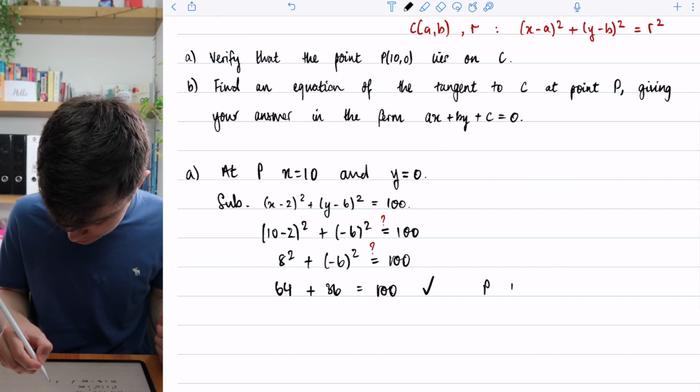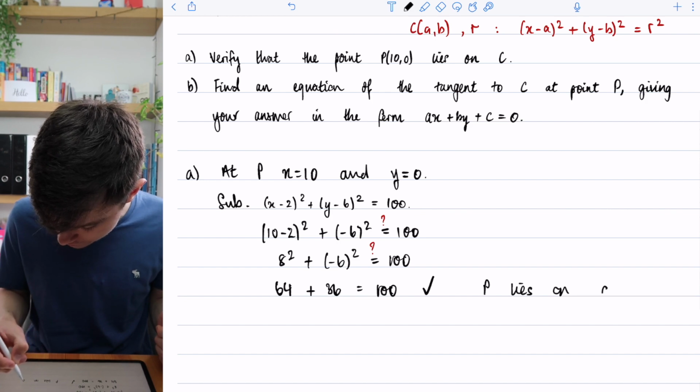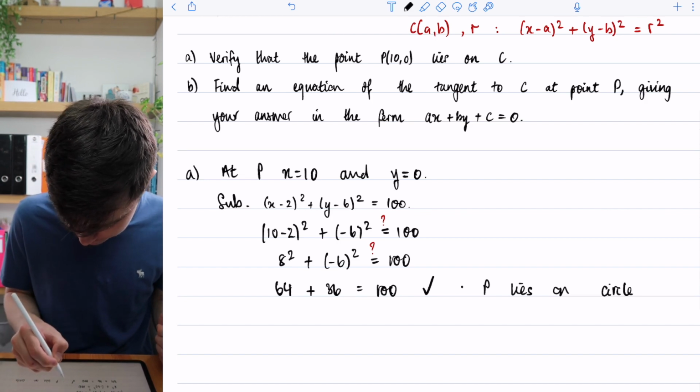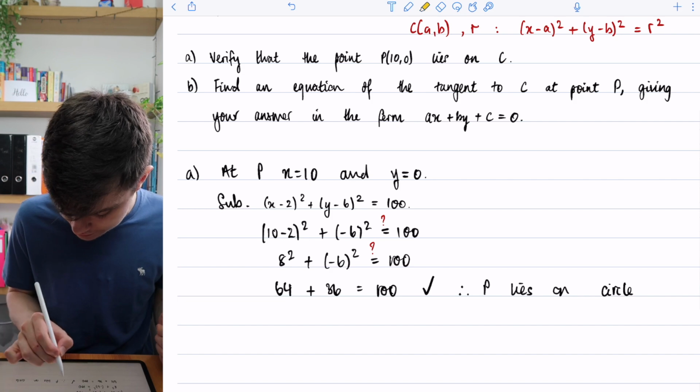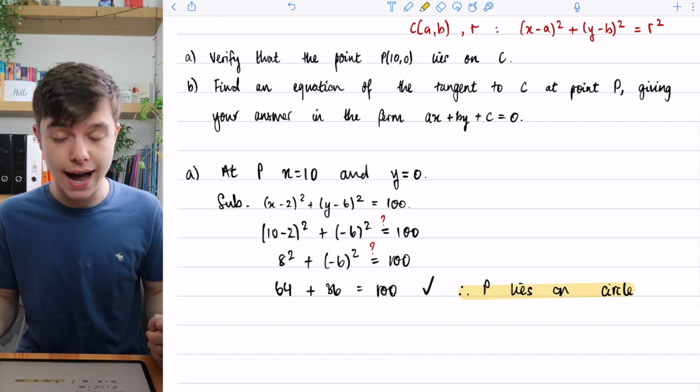So P lies on the circle. We could put a little therefore. And it's always nice to put a conclusion at the end of your answer.